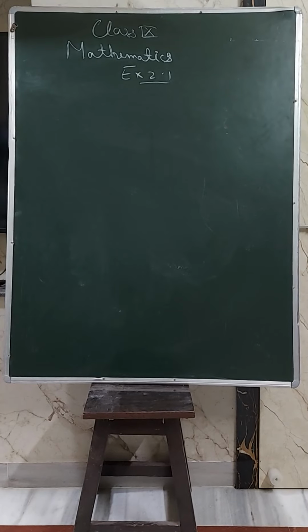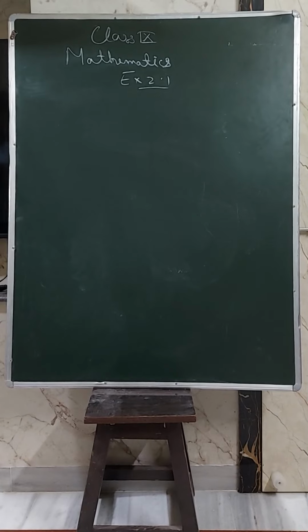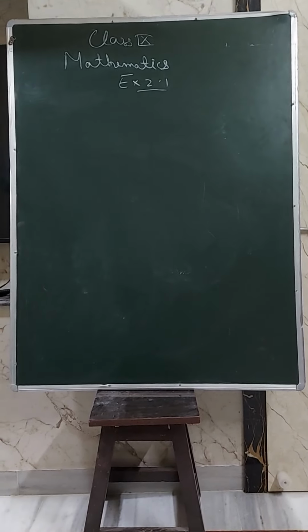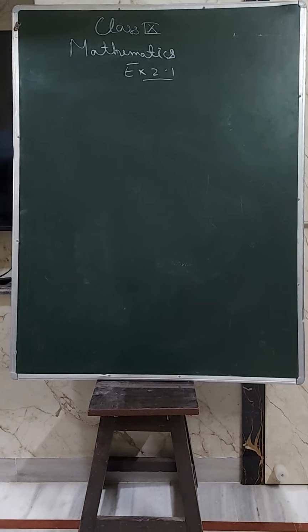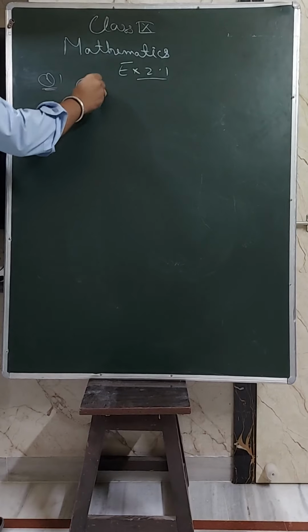From question number 1 we have to start. The first question is, which of the following expressions are polynomials in one variable and which are not? State reason for your answer. So I will write the first part. You have to tell which are the polynomials and which are not.